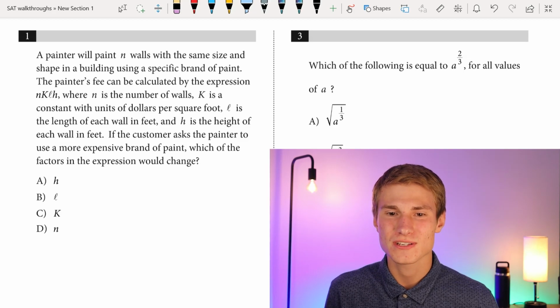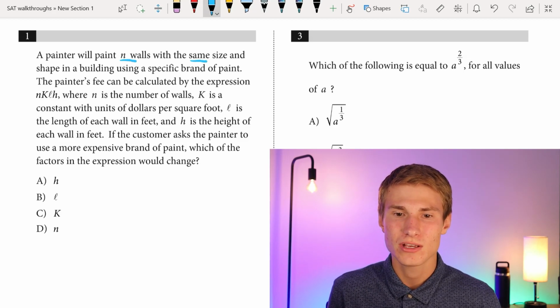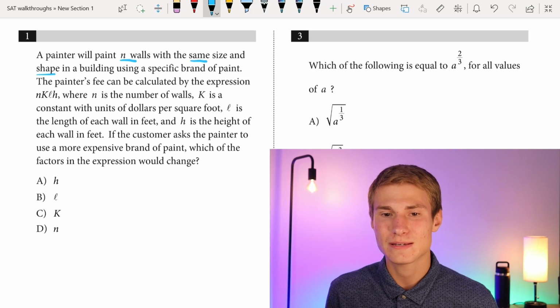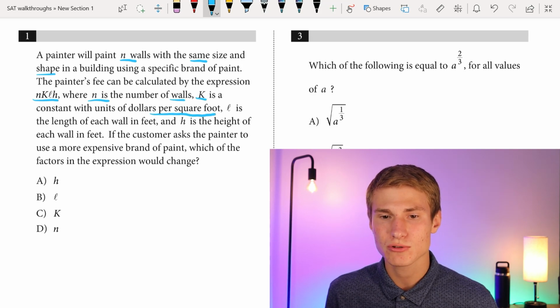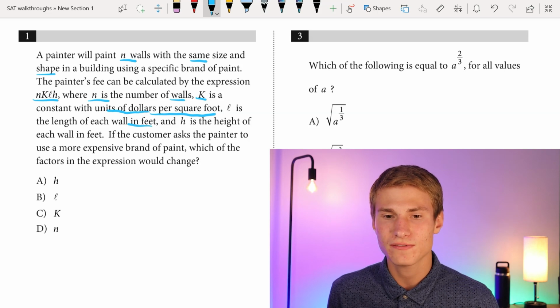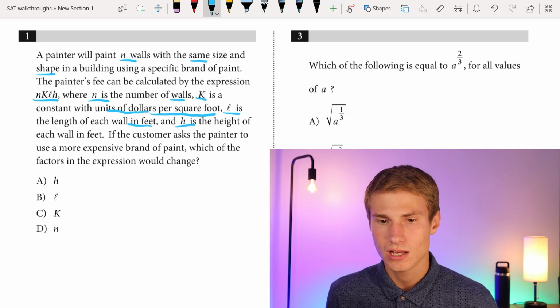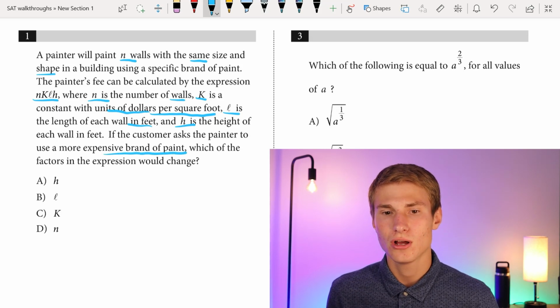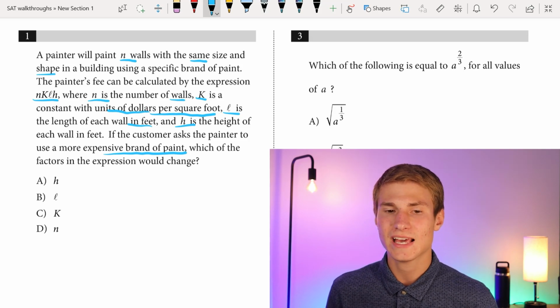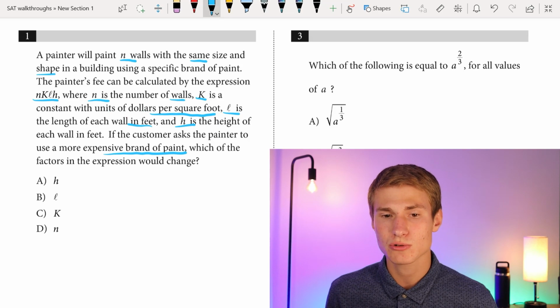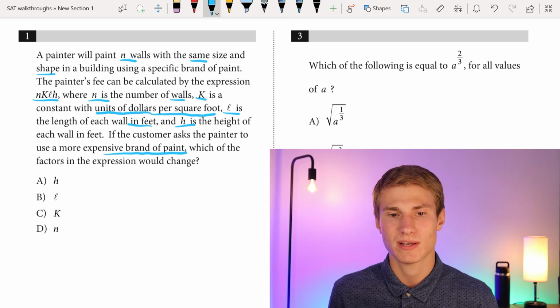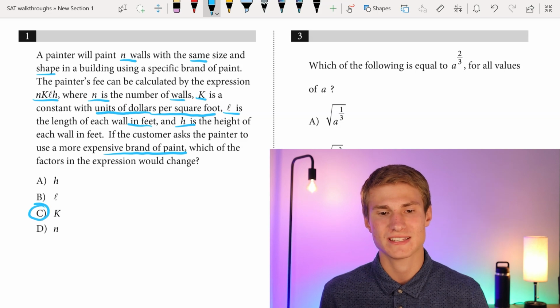A painter will paint N walls with the same size and shape in a building using a specific brand of paint. The painter's fee can be calculated by the expression N times K times L times H, where N is the number of walls, K is a constant with units of dollars per square foot, L is the length of each wall in feet, and H is the height of each wall in feet. If the customer asks the painter to use a more expensive brand of paint, which of the following factors will change? Well, the height of the wall and the length of each wall won't change, neither will the number of walls, but K, which is the constant of units of dollars per square foot, will change if they're using a more expensive brand of paint. So our answer there is going to be answer choice C.